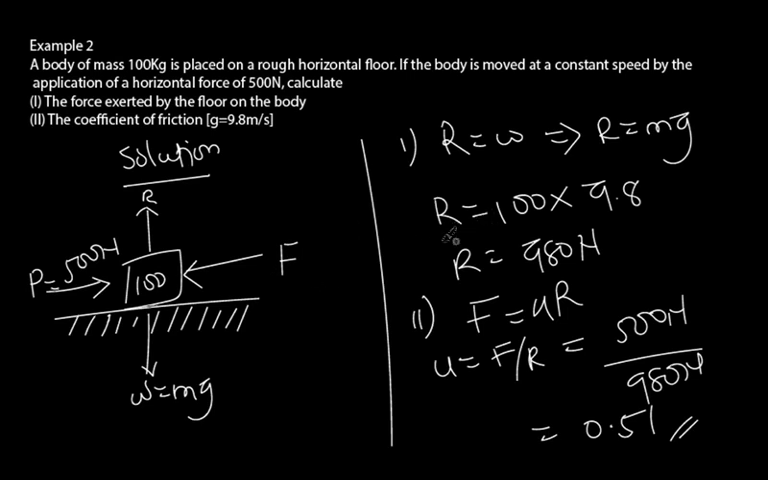That is how we solve questions about an object on a rough horizontal surface. Now mind you, if this example were to say a smooth horizontal surface, it means our frictional force over here would have been 0 newtons. So let's take note of that. Whenever you have a smooth surface, frictional force is always equal to 0.